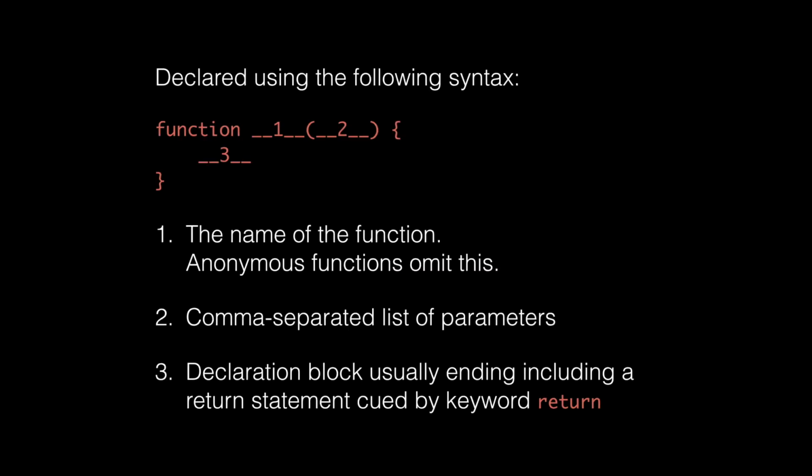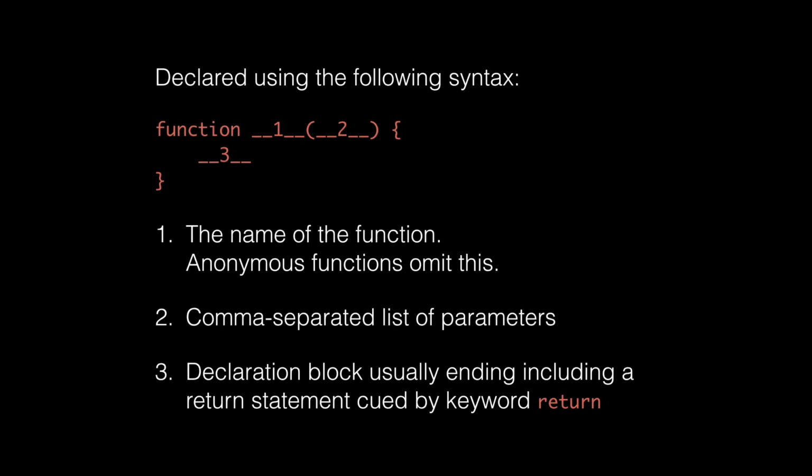We declare functions using this syntax. The keyword function followed by the name for the function. Anonymous functions allow us to omit this, and we'll talk more about anonymous functions in a minute. Then we have a parenthesis pair, and inside the parenthesis we pass in a comma-separated list of parameters that this expects. So again, that's the inputs, right?